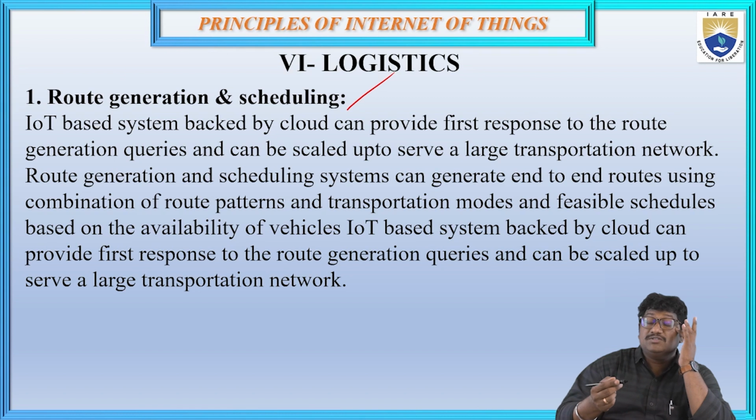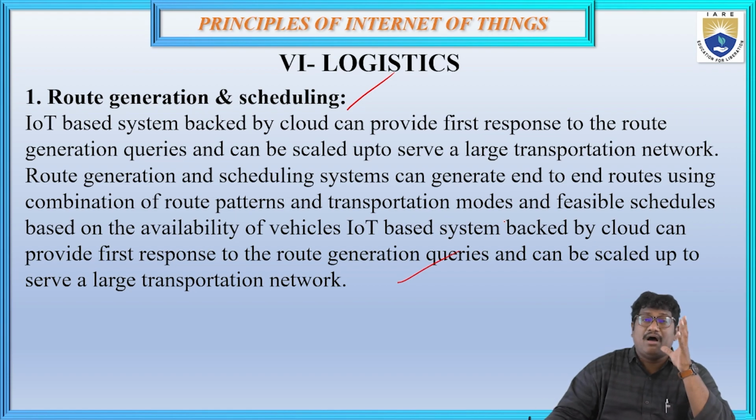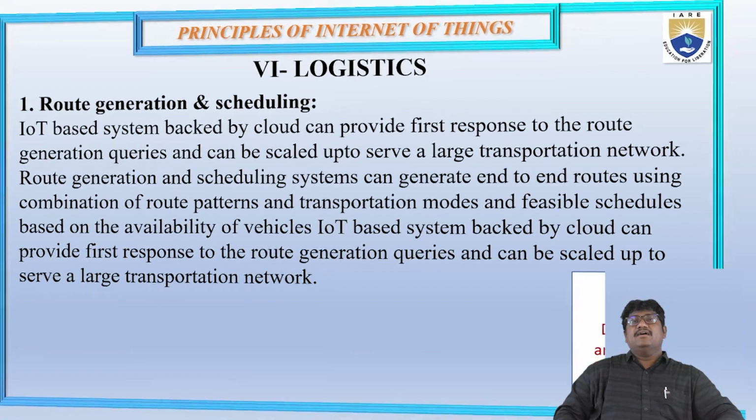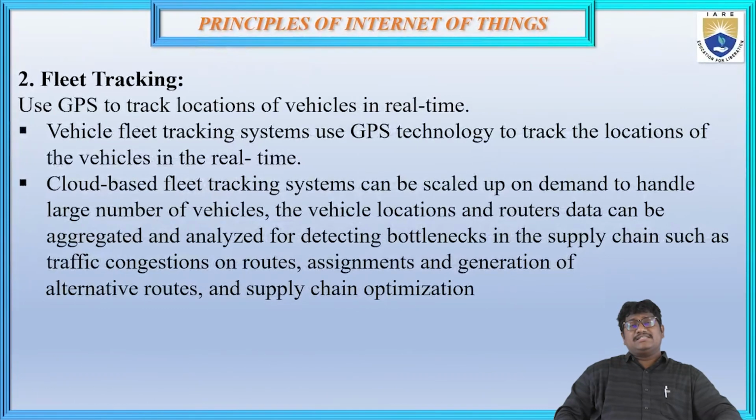The first response which is given by us as route generation system queries are going to be scaled up in large transportation networks. Like this, we can support logistics. The next one is fleet tracking. Fleet tracking is supported by GPS, the global positioning system, which is used to track the locations of vehicles in real time.